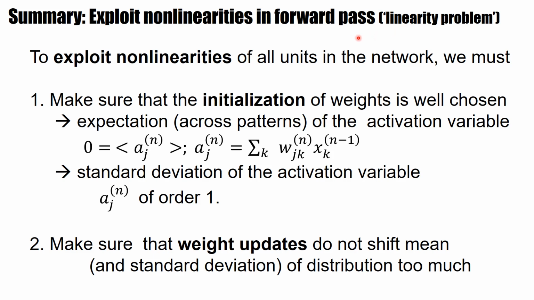Linearity is a problem if the weights are initialized very close to zero. So we have to make sure that the initialization of the weights is well chosen, such that the mean across patterns is zero, and the standard deviation of this activation variable should be of the order 1. Could be 1 or 2. And then, and this is not yet part of the current lecture, we have to make sure that after the backward pass and after the weight updates, these means and these variances don't change too much. So we don't want to go immediately back into the linear regime. But this will come up in one of the next parts of this lecture.